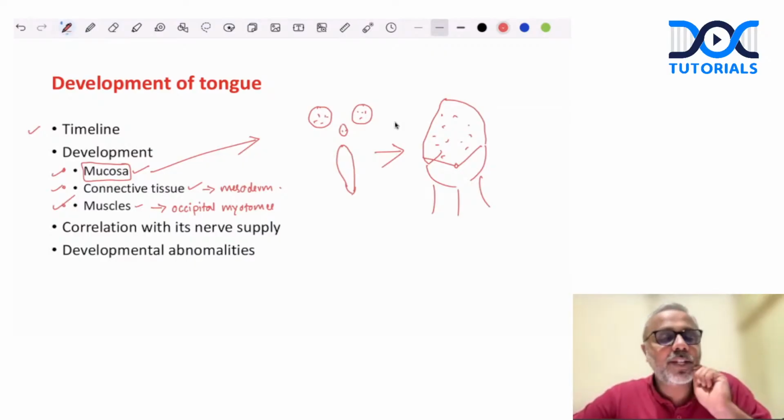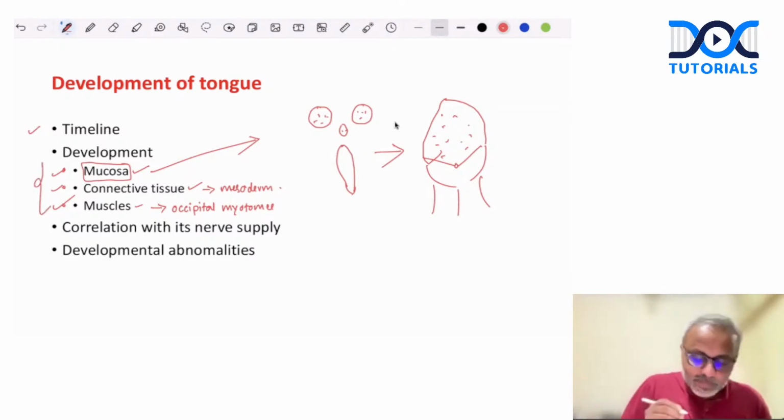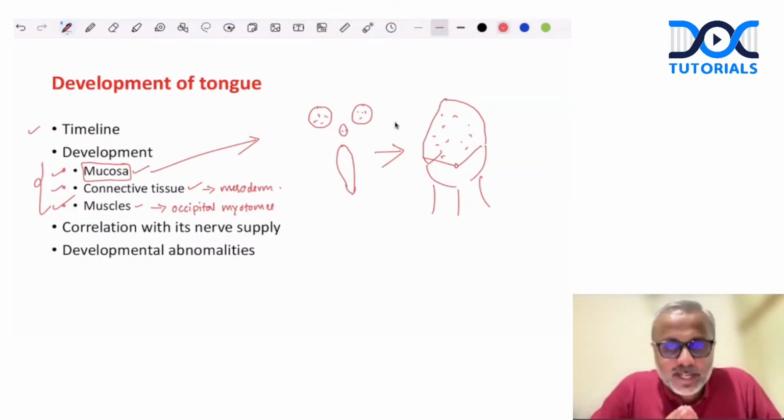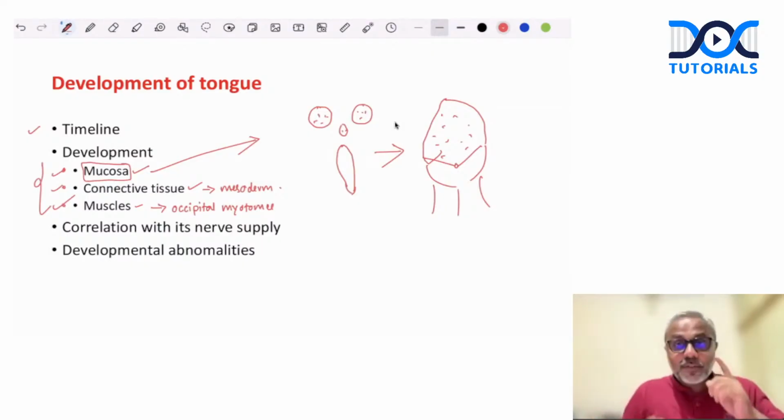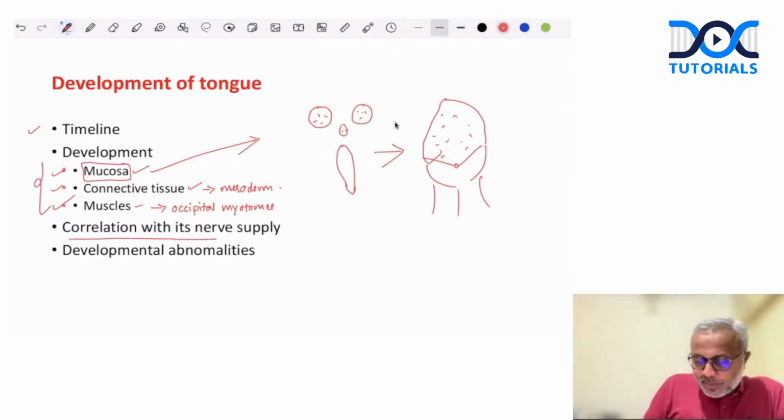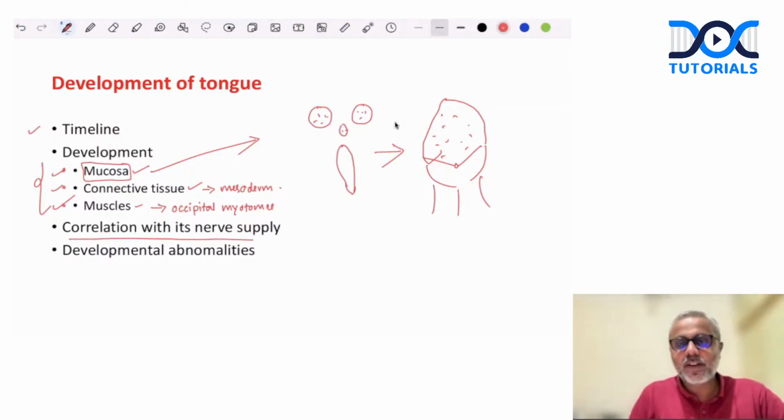They do not give rise to muscles. And this is what the examiner would be looking at, right? Have you described the answer under these headings? Once you have written this, my suggestion, follow it up with correlation with its nerve supply, right?